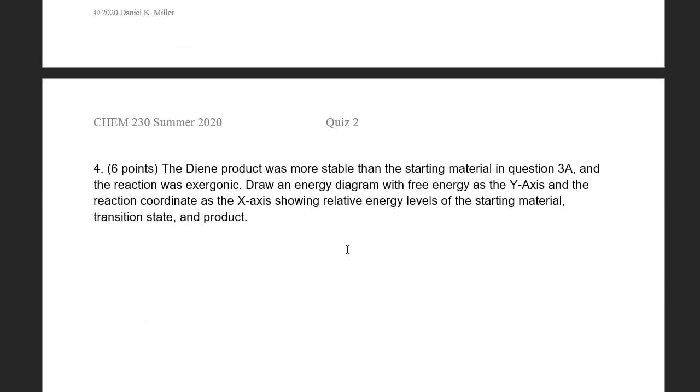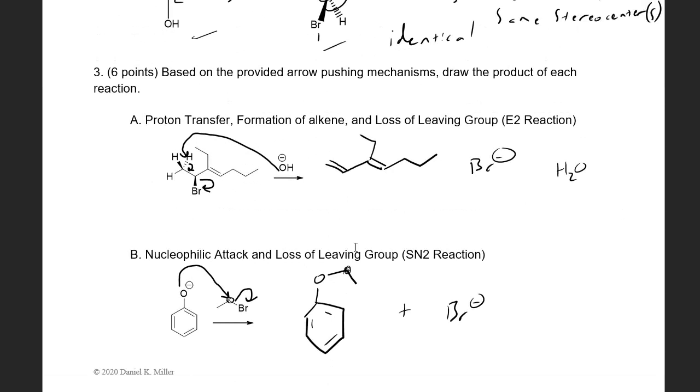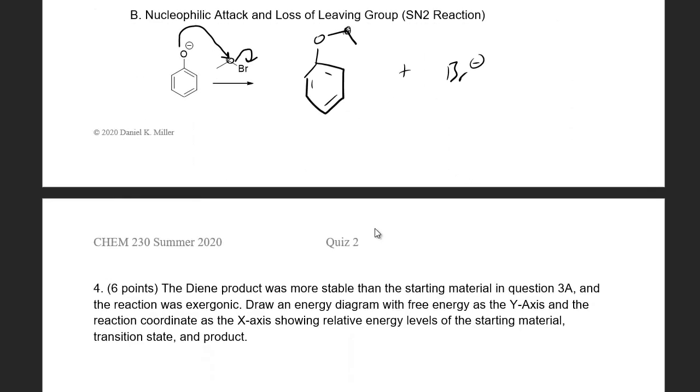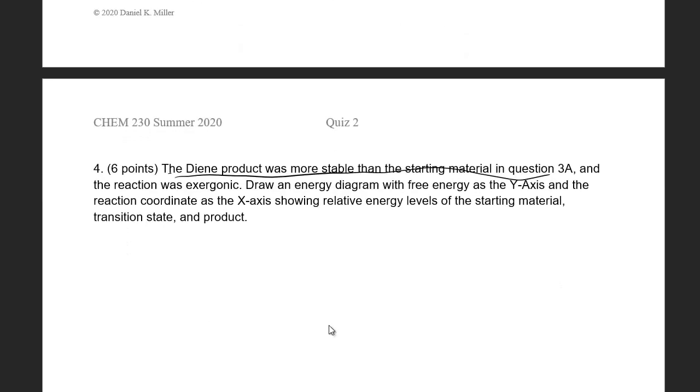All right, for this, we made a diene product for 3A. So we have an alkene here and an alkene here. 2 alkenes is a diene. And this says that the diene product is more stable than the starting material, which means that the reaction was exergonic. So even if this was just given to you on an exam, this is basically telling you that it is an exergonic reaction.